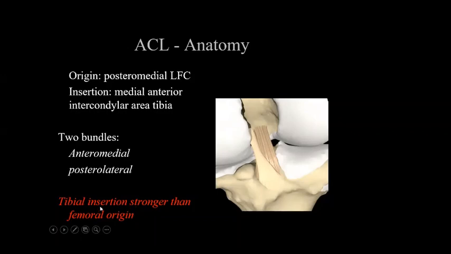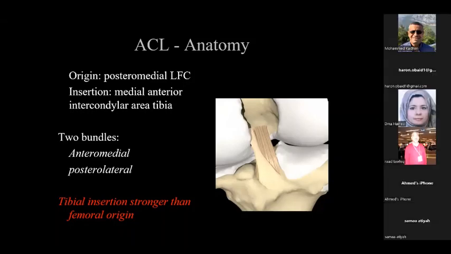The tibial insertion of the ACL is always stronger than the femoral origin of the ACL. And this explains why most of the ACL tears we see are actually situated at the femoral attachment of the ACL. And that's because the tibial attachment is stronger than the femoral attachment. And this also applies because the bone is actually weaker than the tibial insertion of the ACL.